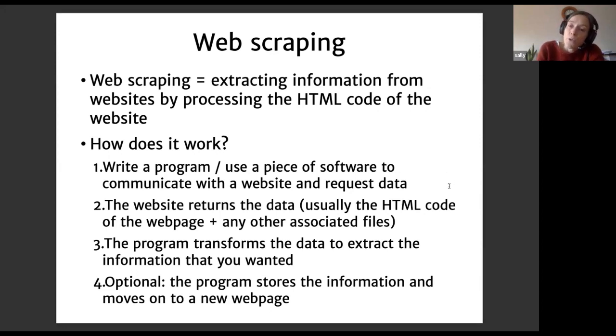So you produce this software or you use a piece of commercial software to do this. The website's going to return you some data. So normally that's going to be the HTML code and potentially any other files that are stored with that. The program, or some of the processing that you're going to do, is going to transform the data to extract the information that you wanted. And then potentially you're going to do that for a large number of web pages.